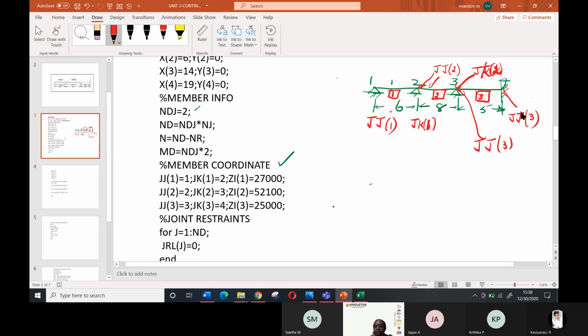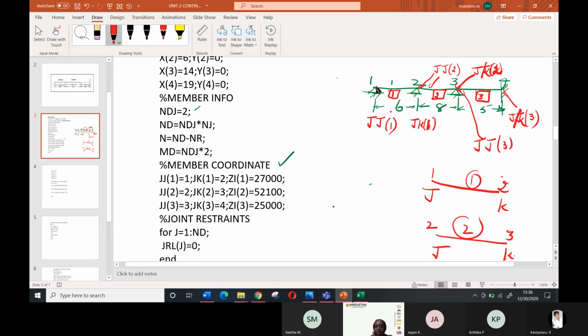I saw JK. So one end is joined with the first joint, J. I'll call the next joint K for the member. This is J joint. This is K joint. This is the first member, connected with 1 and 2. Then the second member, J and K, is connected with 2 and 3. The third member is connected with this joint.